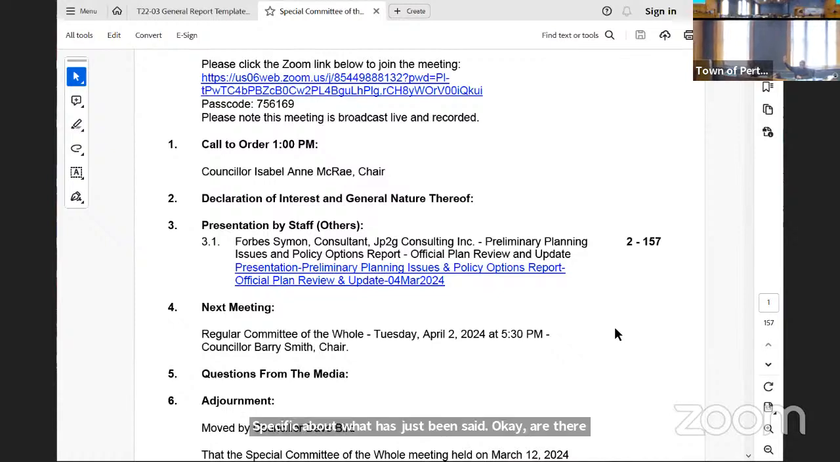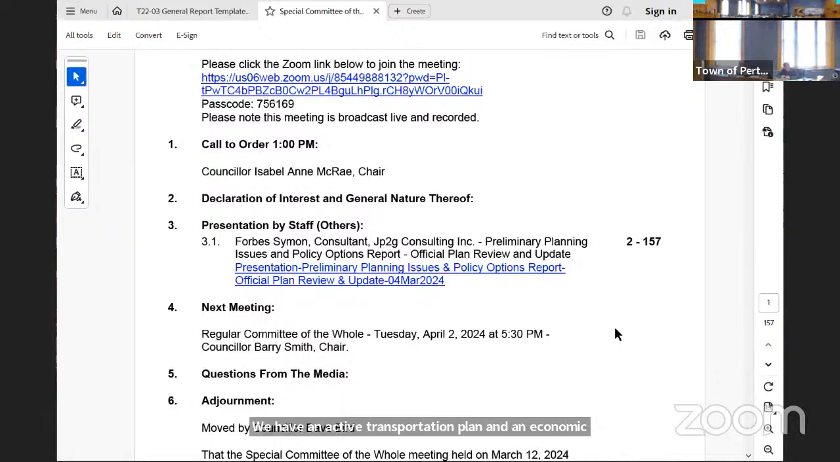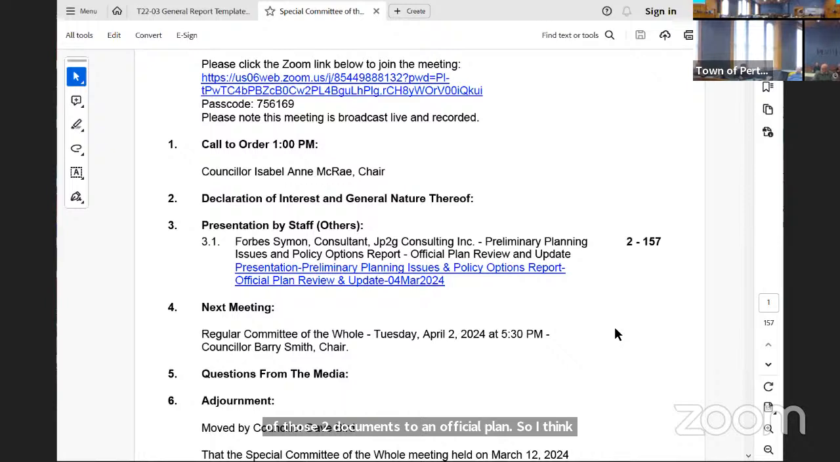Okay, Councillor Waterford. Through you, Chair, to Forbes. Forbes, this is related to what you've just shared with us. We have an active transportation plan and an economic development plan that will be presented to this council in the near future. Could you make a general comment about the relationship of those two documents to an official plan? So I think that as a minimum, the official plan should recognize important strategic documents that have an approval standing before council.